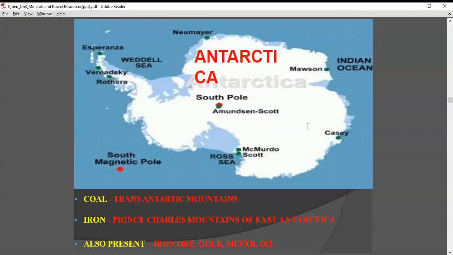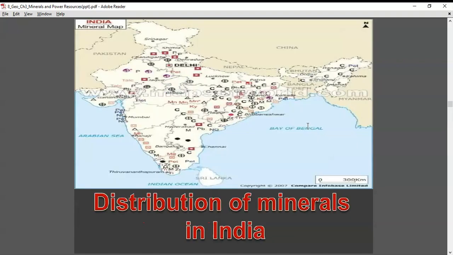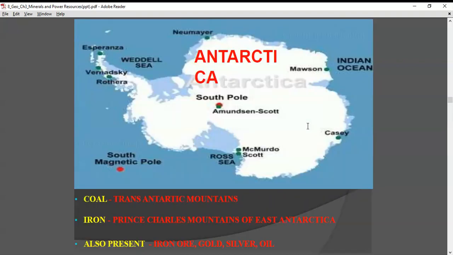Coming to Antarctica, we have coal in the Trans-Antarctic Mountains. We have iron in the Prince Charles Mountains of East Antarctica, and also present are iron ore, gold, silver, and oil. For the North Pole also, there are different kinds of minerals, but that is not given over here. Only the South Pole is given.